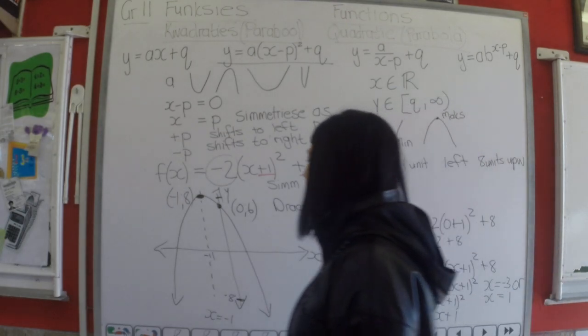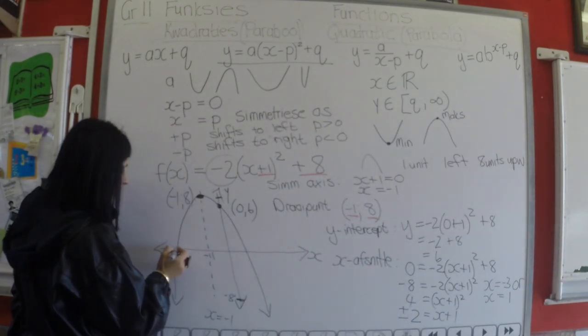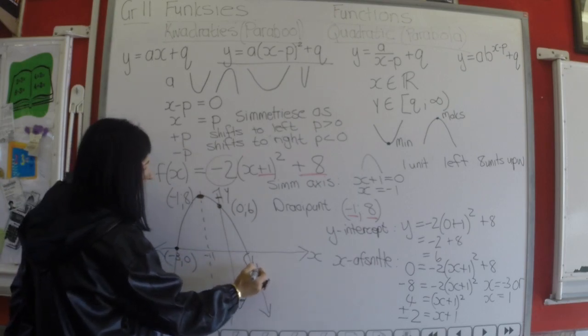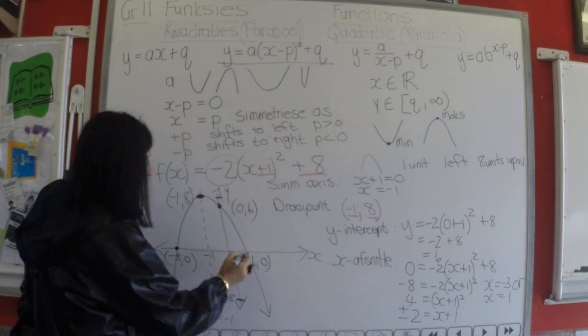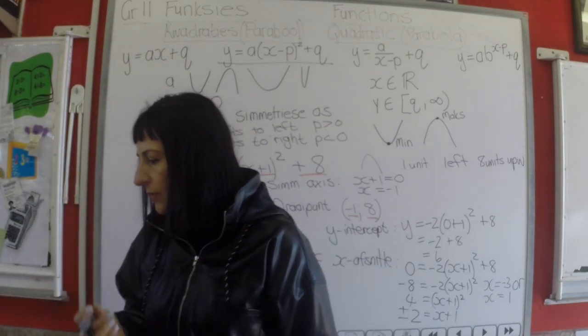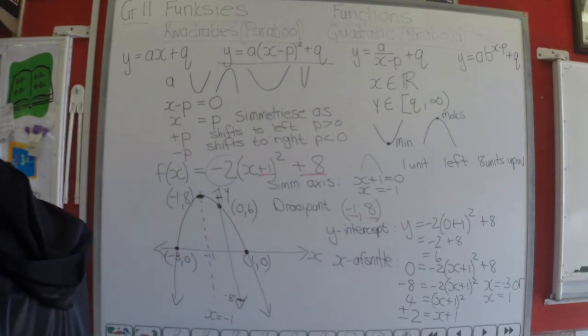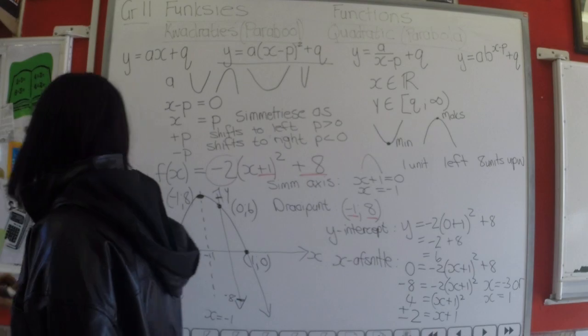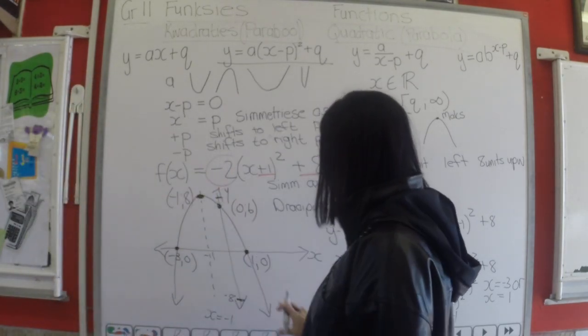So nou kan ons gaan kyk hierso. Makes totally sense. This is going to be (minus 3, 0) en hierdie gaan wees (1, 0). And with this info, this is enough info to draw this parabola very, very thoroughly. So kom ons antwoord nog 'n vraag. Dit is genoeg, jou naam is op jou funksie.